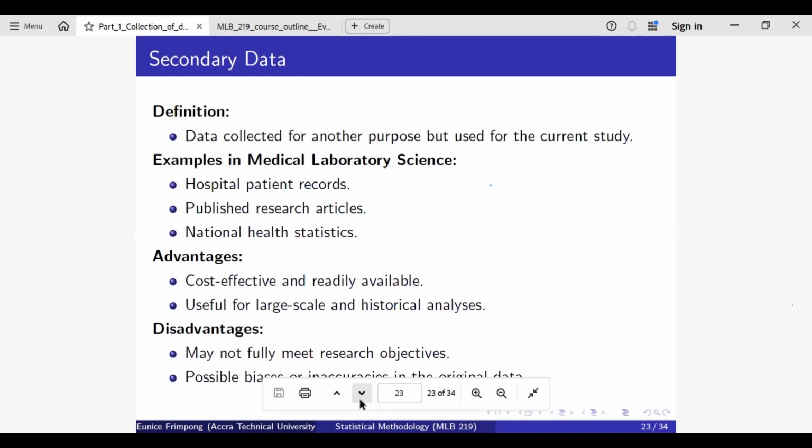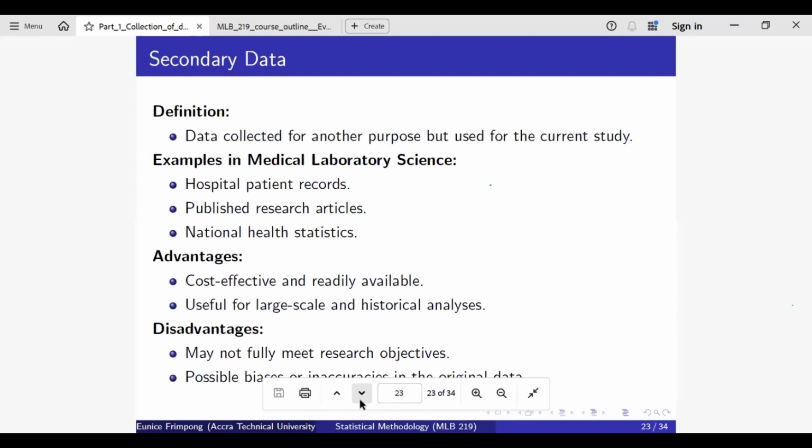Now let's look at secondary data, which is the other type of source of data collection. Data collected for another purpose, but is used for the current study. Okay, so for secondary data, that data has already been collected in the past and it was used for some different study. But you are about doing a new study and you think that even though it was collected sometime in the past, it can still be used for your own study.